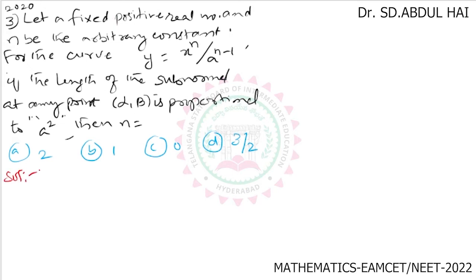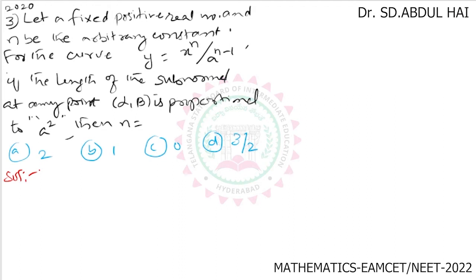So first of all, you analyze the question. What he is saying is, let a be a fixed positive real number and n be an arbitrary constant. Okay. So he has defined a curve y is equal to x power n by a power n minus 1.